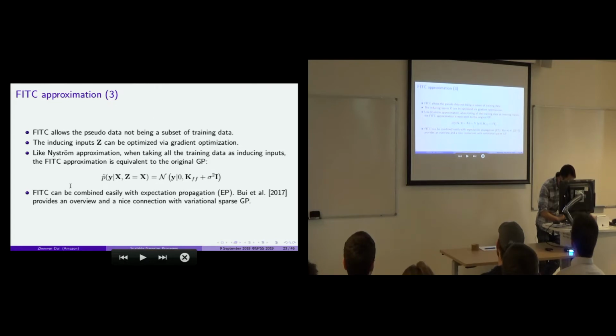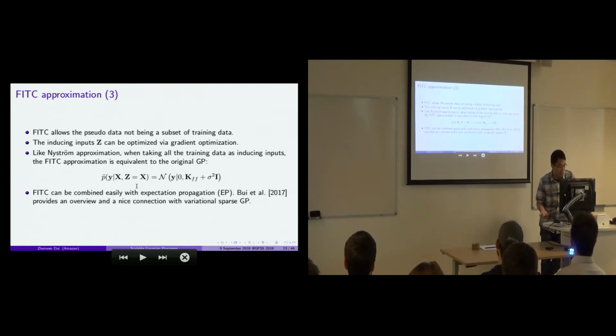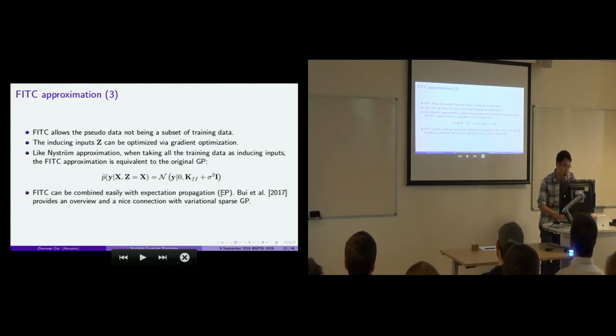And also, the other thing about FITC is it combines quite nicely with another approximation algorithm called expectation propagation, which can allow you to easily deal with non-Gaussian likelihood. And there's also a connection with the variational version of sparse Gaussian process. I won't go into details, but just to mention, FITC has been quite successfully applied, and also with EP as well.